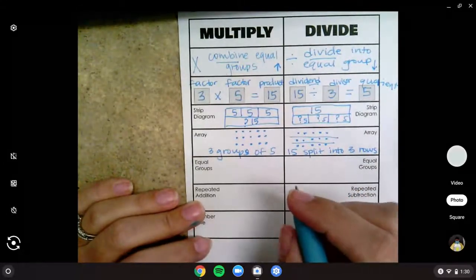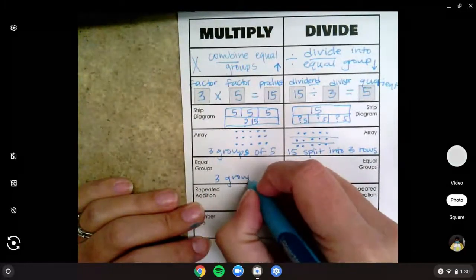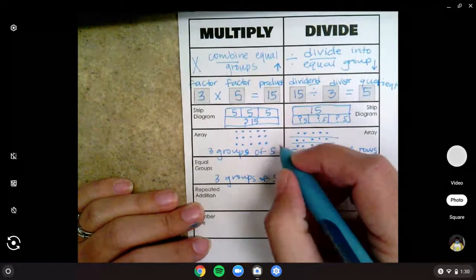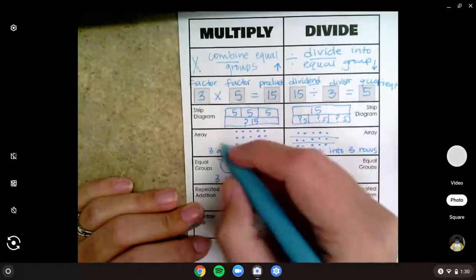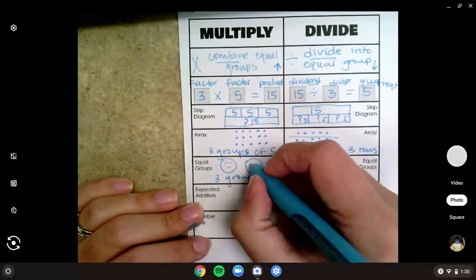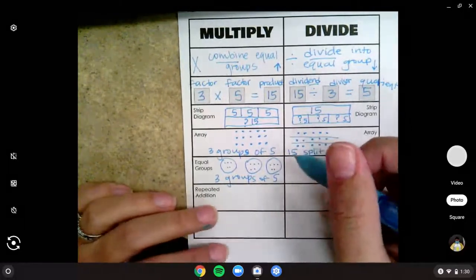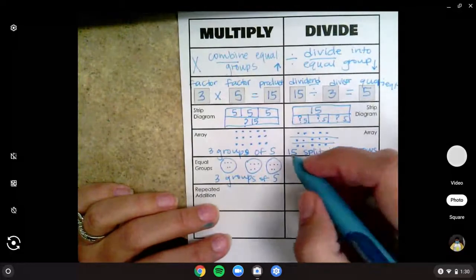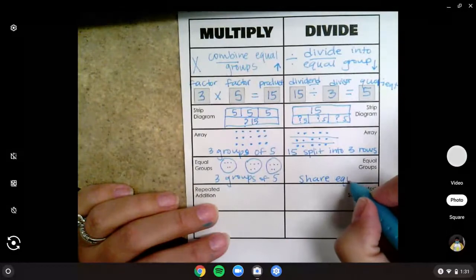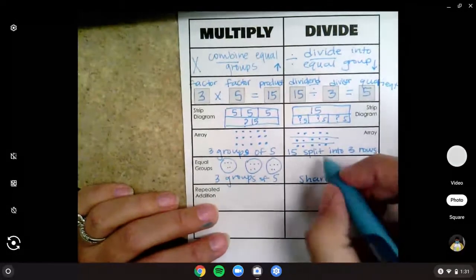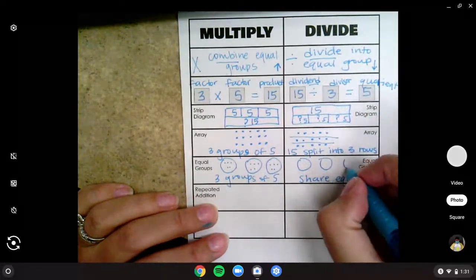Now for equal groups, what I'm doing is I have, remember, my 3 groups of 5. I'm going to do 3 groups this time, like 3 plates, 3 circles. And I need 5 on each plate. Well, when I'm trying to divide, I want to remember that I share equally. So I'm starting with my 3 groups because I'm dividing it into 3, right? 2, 3.